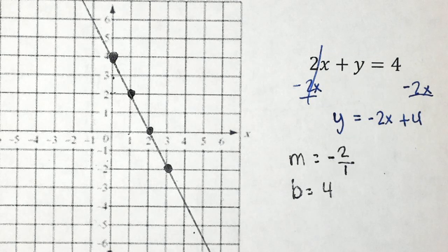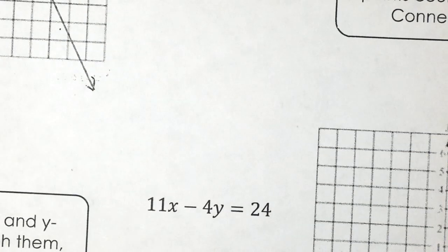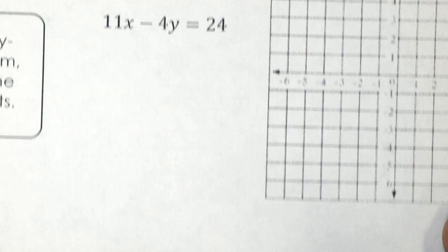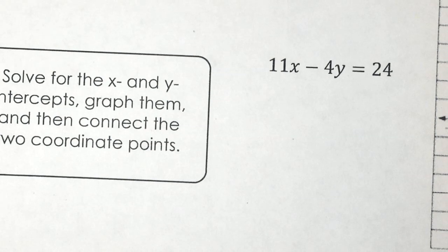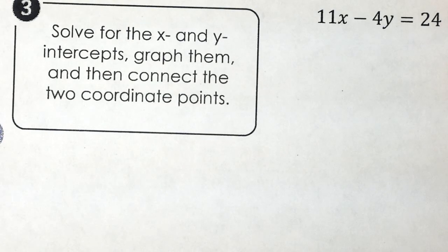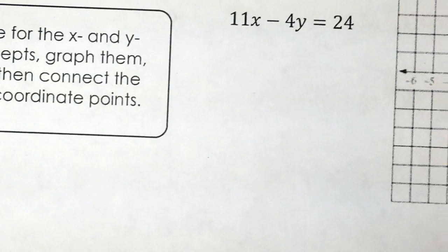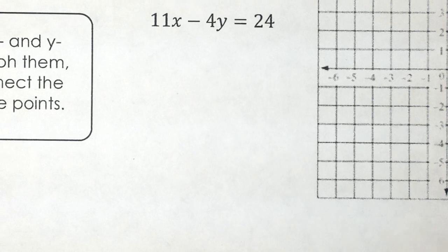Next one, number 3. This method is finding your x and y intercepts and then graphing them, and then connecting the two coordinate points. So on this one, you're just going to find an x-intercept and a y-intercept. We usually always find our y-intercept for these, but we're going to find the x and the y-intercept, where the line crosses the x-axis and the y-axis.